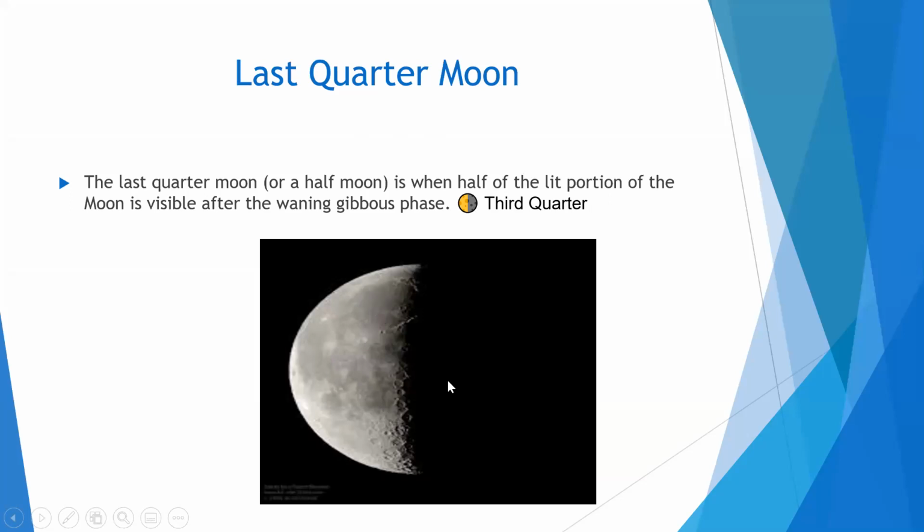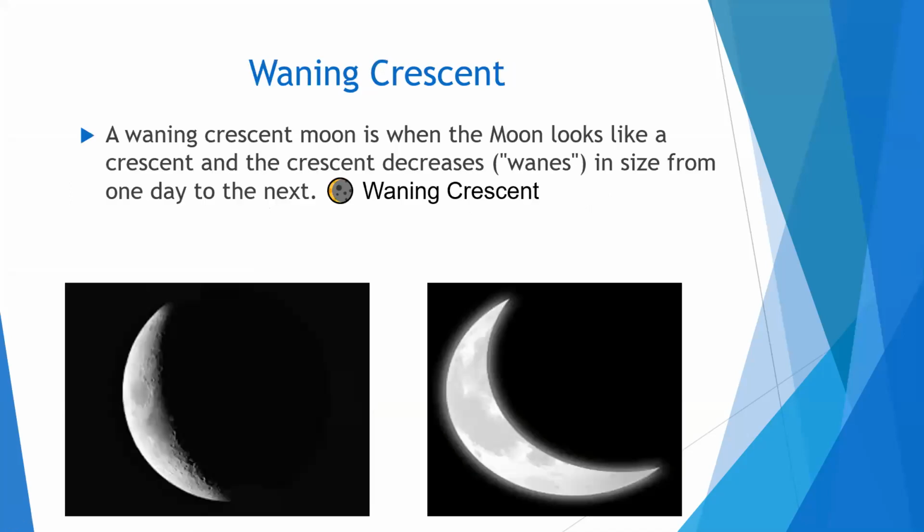And then we have the waning crescent. A waning crescent moon is when the moon looks like a crescent and the crescent decreases or wanes in size from one day to the next. And this is an example of a waning crescent. And then these are two examples of the moon showing a waning crescent. This is what we normally see. Well, this is what you would actually see. But then this is just a nicer, prettier version of what a waning crescent would look like.